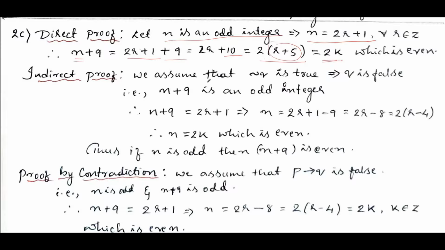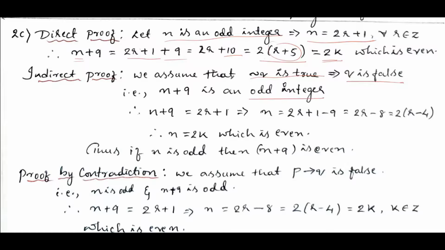Going with indirect proof, we first need to assume that negation q is true. That means q is false. When negation q is true, q should be false. If negation q is false, q will be true. So I am assuming that negation q is true. Therefore q will be false. So what is q? Q is n plus 9 is an even integer. As I am considering the negation of q, n plus 9 will be an odd integer.